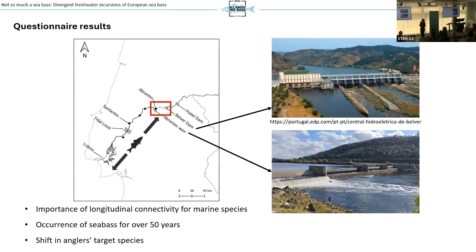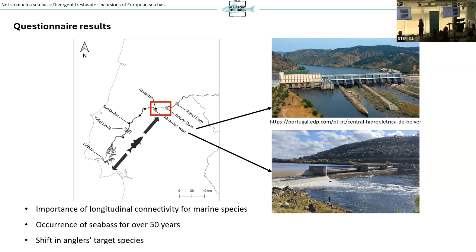So this study basically shows us how important it is to maintain longitudinal connectivity also for marine species, not only for diadromous species. Based on the questionnaires, we also have evidence that the sea bass has been doing this for decades. Fishermen remember that 50 years back, they would catch sea bass up there. One thing is that there is a fish passage in this obstacle, but they don't use it. So they don't go beyond the weir.